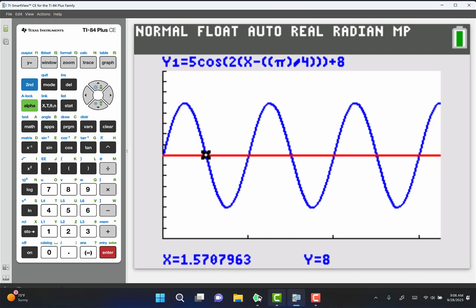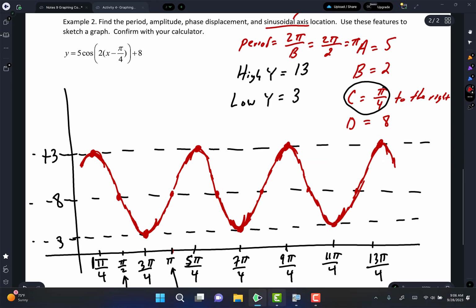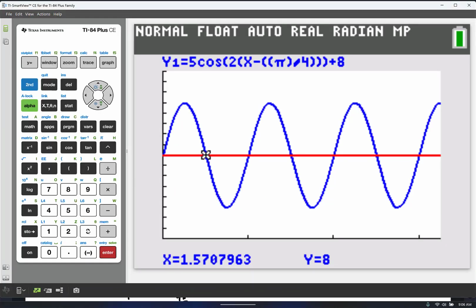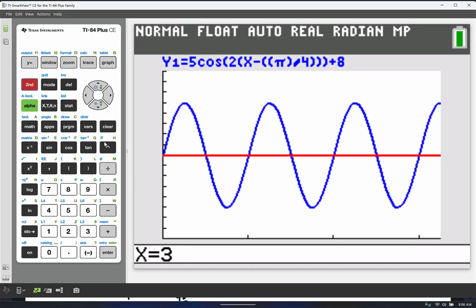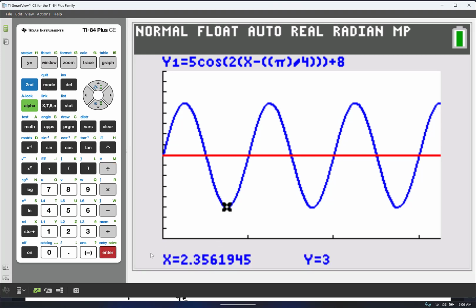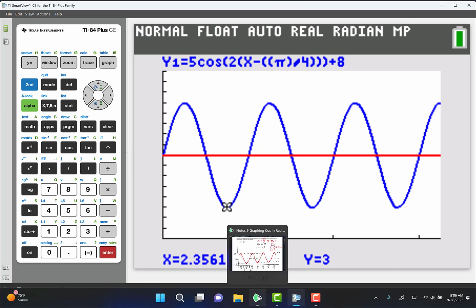Now I'm going to check my low. My low better be at 3 pi over 4. So I'm going to type 3 pi, since I already did the trace, I don't have to push it again. 3 pi over 4, push enter, and look at that. It says 3. It works. This is accurate. I'm done. Cool or not cool? All right, so let's do one more together.